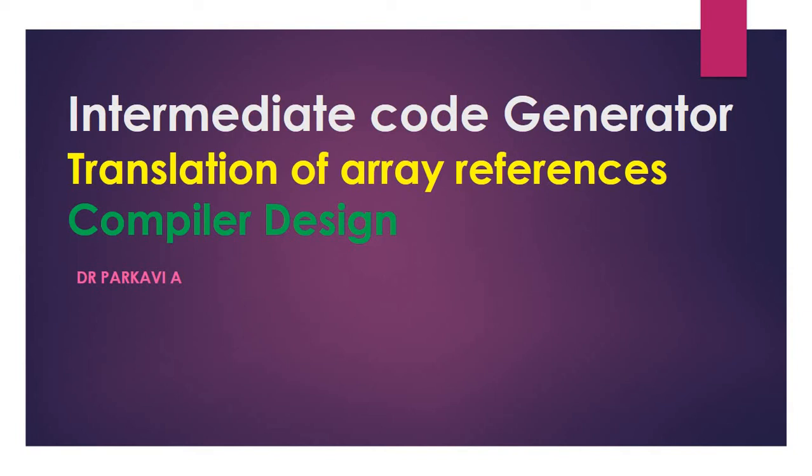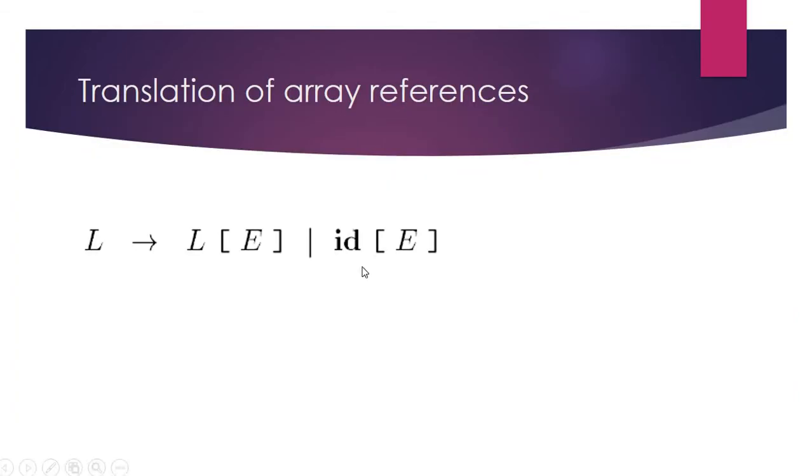In this video, we'll discuss the intermediate code generator. In that topic, we are going to discuss the translation of array references. So this is part of compiler design. First, we'll discuss the translation of array references. The grammar for this is L produces L of E or ID of E.